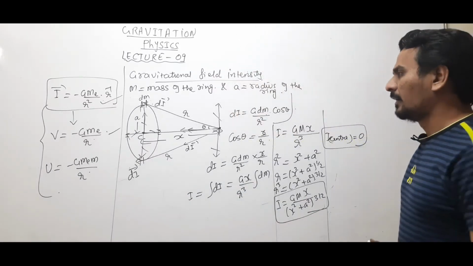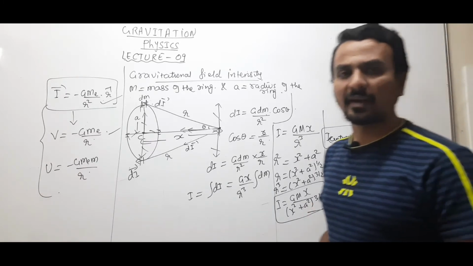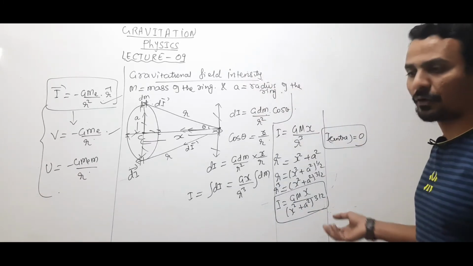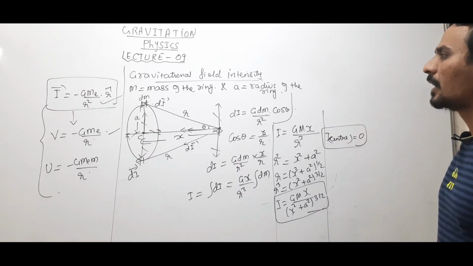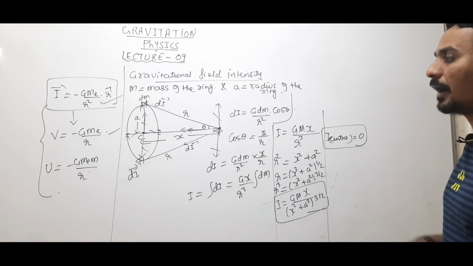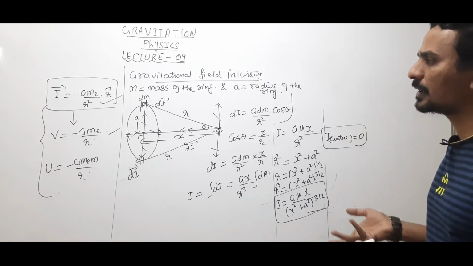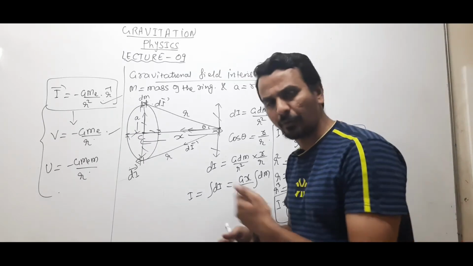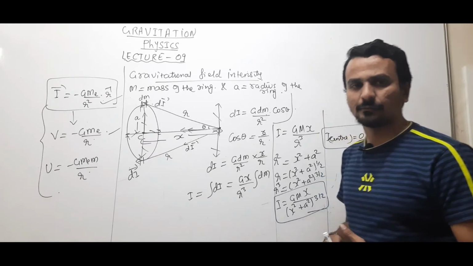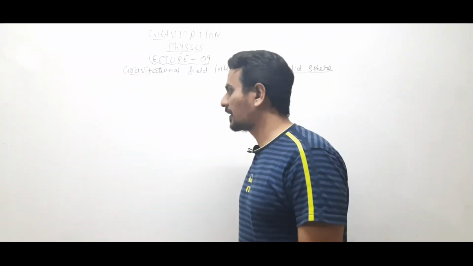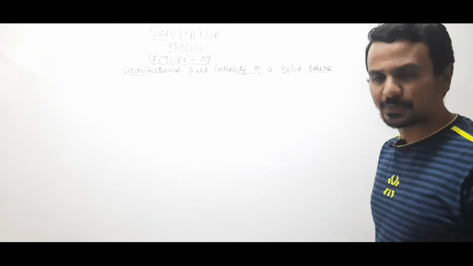Generally, the derivations of gravitational field intensity are not asked in the exam, but the formulas might be useful in solving the questions. So this is how we calculate the gravitational field intensity of a ring. Now let us calculate the same for a sphere. One more we'll calculate and then we'll switch to escape energy and escape speed. Now we'll calculate the gravitational field intensity because of a solid sphere.